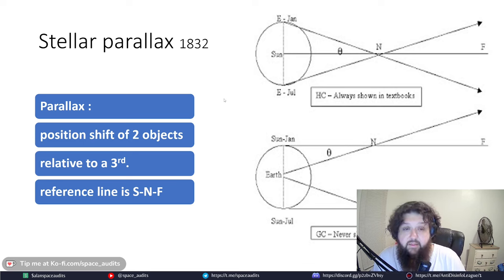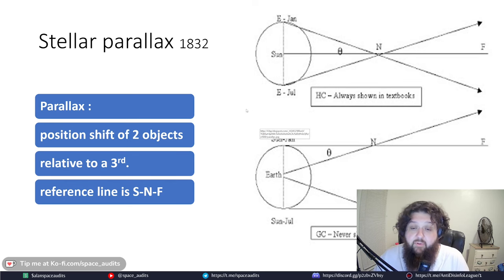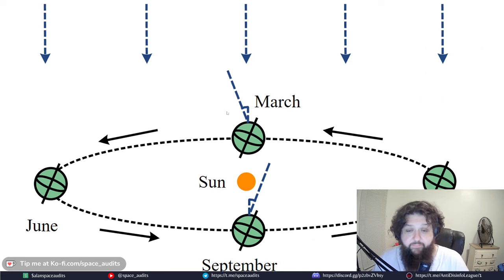So this observation isn't mutually exclusive, right? The heliocentric stellar parallax uses the small, near, and far system. If you use the small, near, and far system, the geocentric position is going to be identical in the prediction. So you wouldn't be able to tell the difference, right?